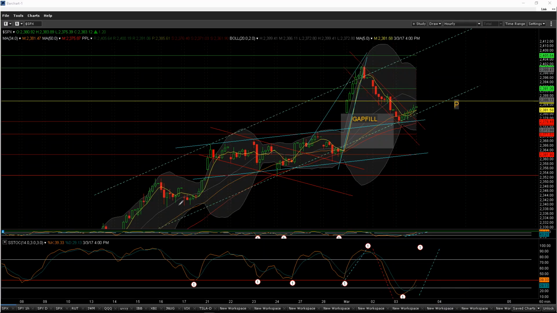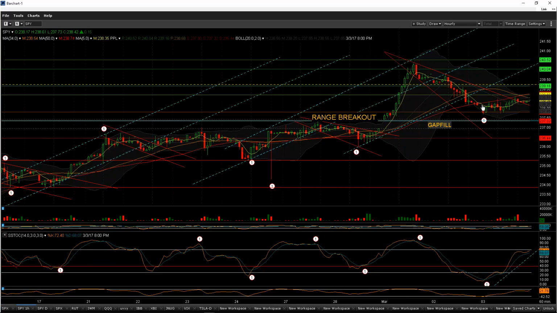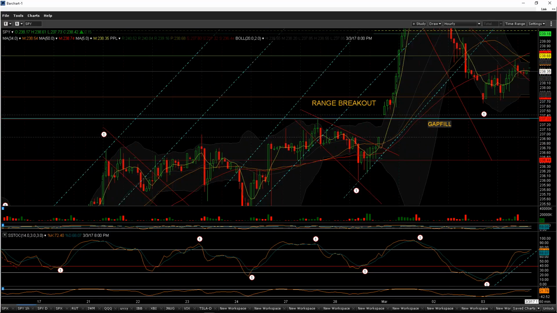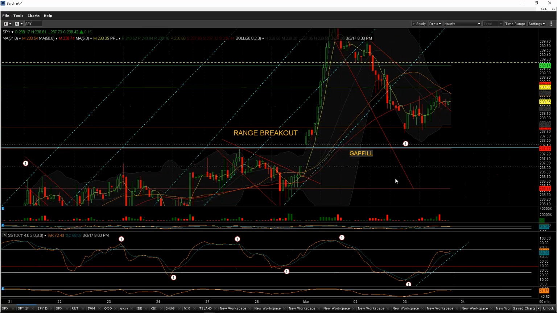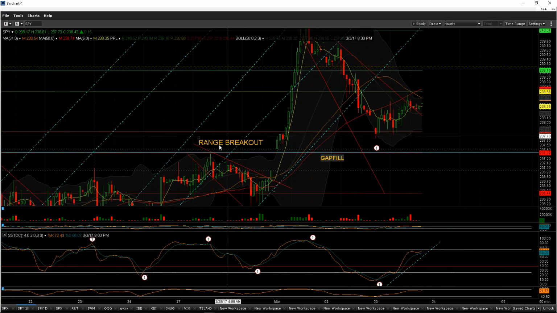I'm going to quickly scroll and show. We're going to switch screens in a minute. We're going to show the 1 hour on the SPYs, which shows you a slightly different picture. This is more methodical. You can see here the range breakout. This was the range breakout.